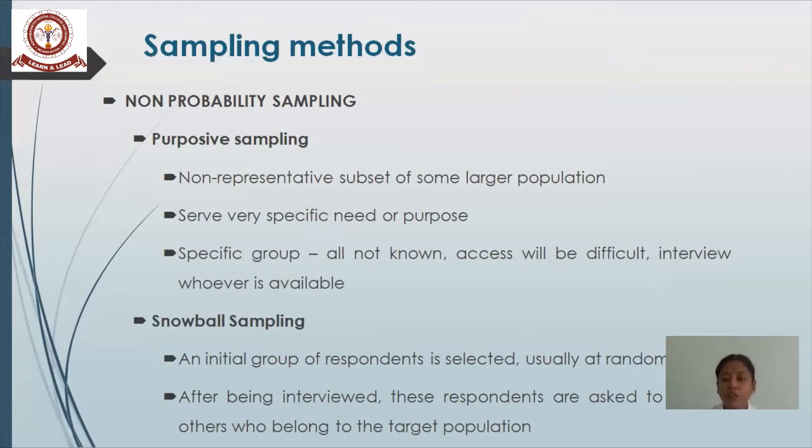So at that time, what we'll be doing is handpicking 1 or 2 persons, and from those 1 or 2 persons, we'll be selecting some other persons. Likewise, as the snowball rolls, the number of samples will also be increasing. So that's how we do snowball sampling, which is a part of non-probability sampling.